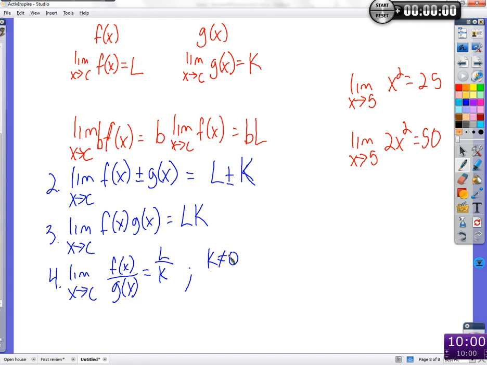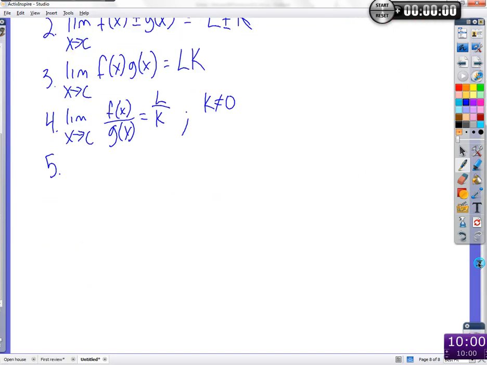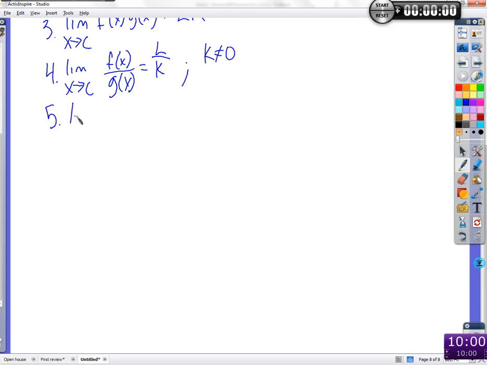And lastly, let me bring this up for people in the back. The limit as x approaches c of a function f of x raised to some power. Well, you're going to be plugging values that are closer and closer to c into f of x. And when you figure out that it's approaching L, you raise it to the m power. So it's just going to be L to the m power.